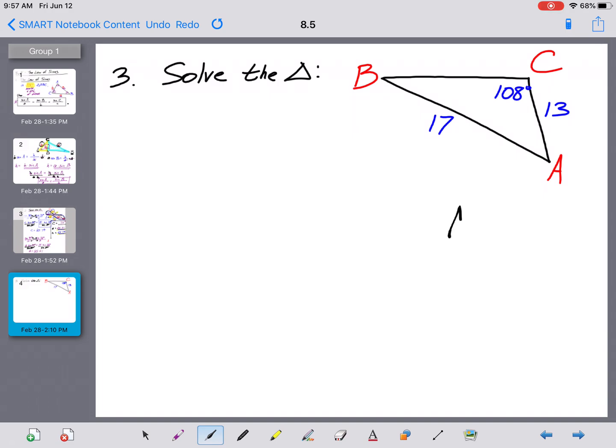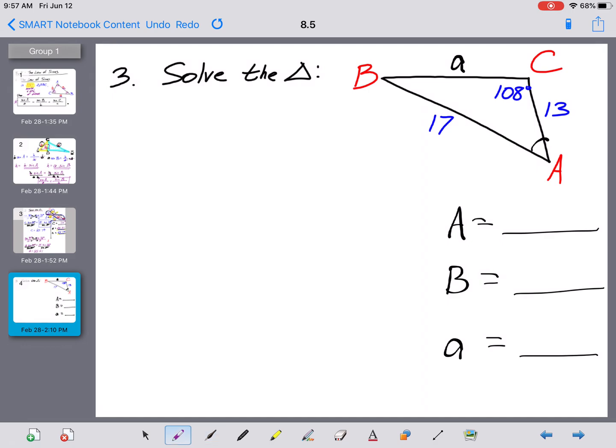We need the measure of angle A, we need the measure of angle B, and we need the length of this side right up here on the top, which is going to be little a because it's across from angle A. So little a will go right here. Okay, so this one doesn't have the easy beginning that the last problem had where we just got to find a missing angle. So we're going to get rolling on this one right away and dive in with the law of sines. So here we go.